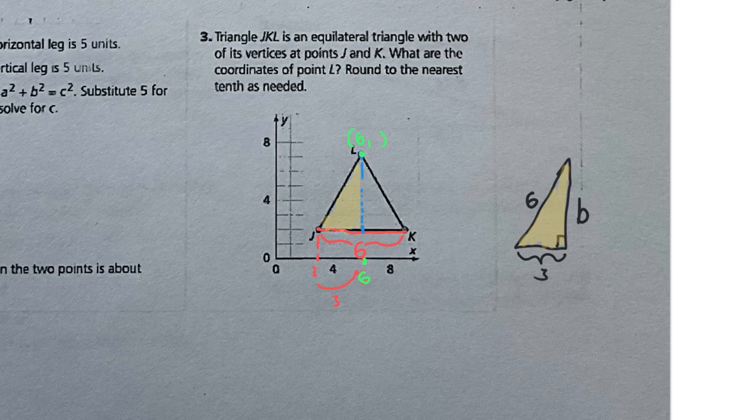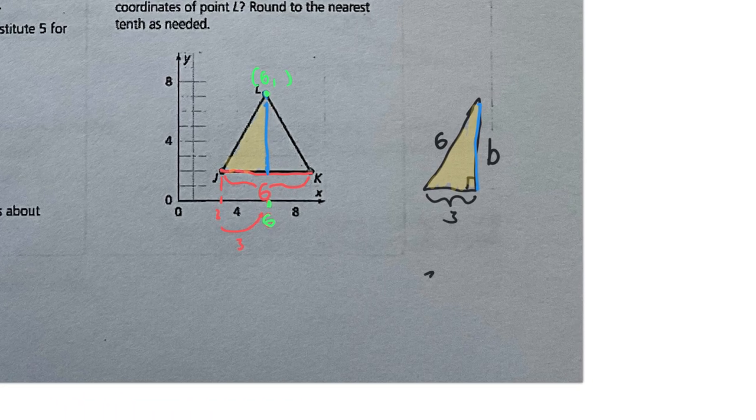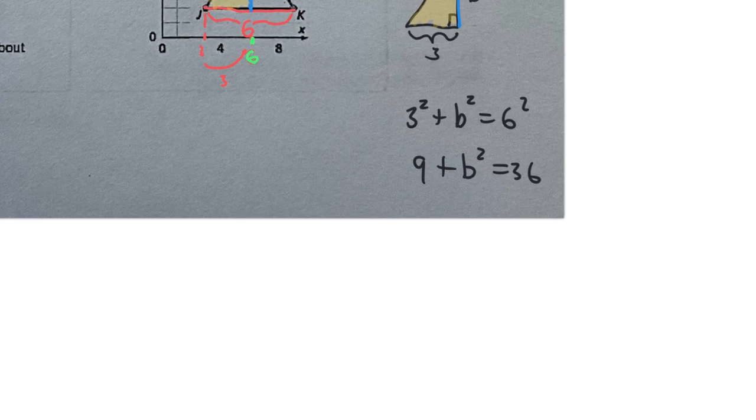Couldn't we just do the Pythagorean theorem and then find out what B is? That would be really helpful. So we have this blue line that corresponds with this. If we just found out how long that blue line was, I really feel like we'd be on our way. So that's going to be 3 squared plus, and you have to be careful, B squared equals 6 squared, right? So that's going to be 9 plus B squared equals 36. And 36 minus 9 is 27.